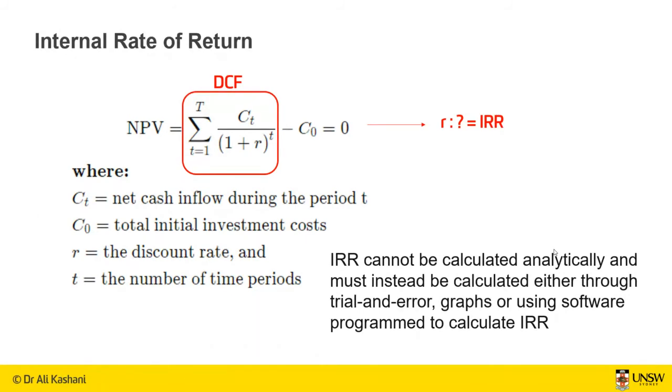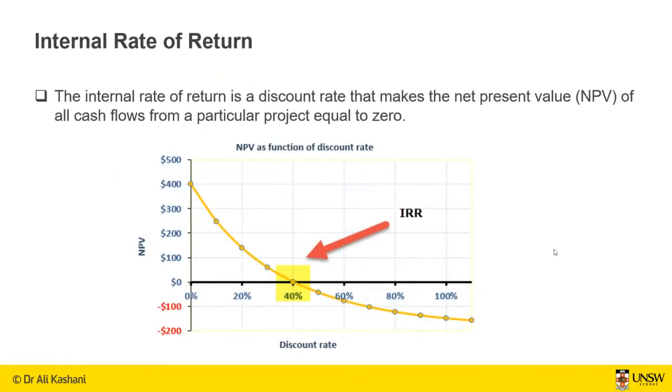So you just need to use trial and error, or use a graph, or use a software program to calculate IRR. But as I showed you in this figure, you just need to calculate the net present value at different discount rates. And when you see the transition from positive to negative, then you can narrow down your range in order to get the exact discount rate at which the net present value is going to be 0, and that is giving you your internal rate of return.